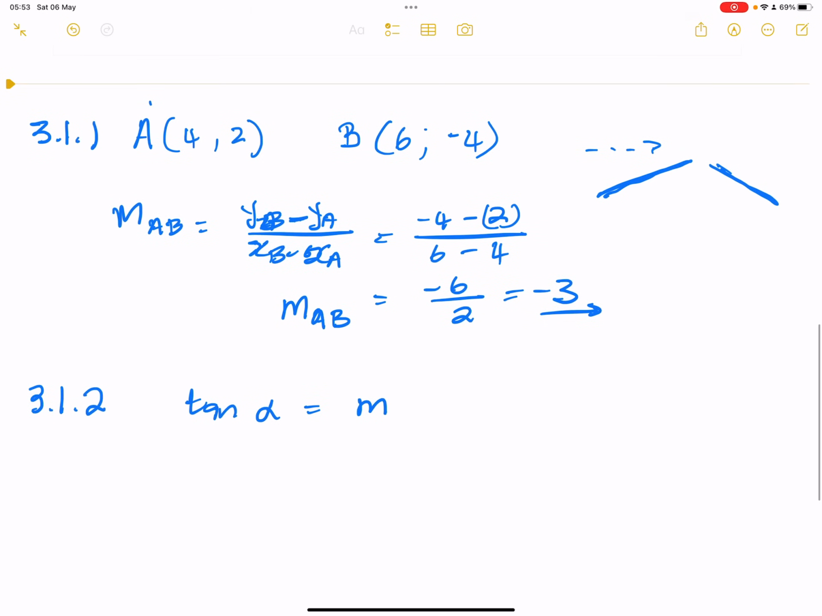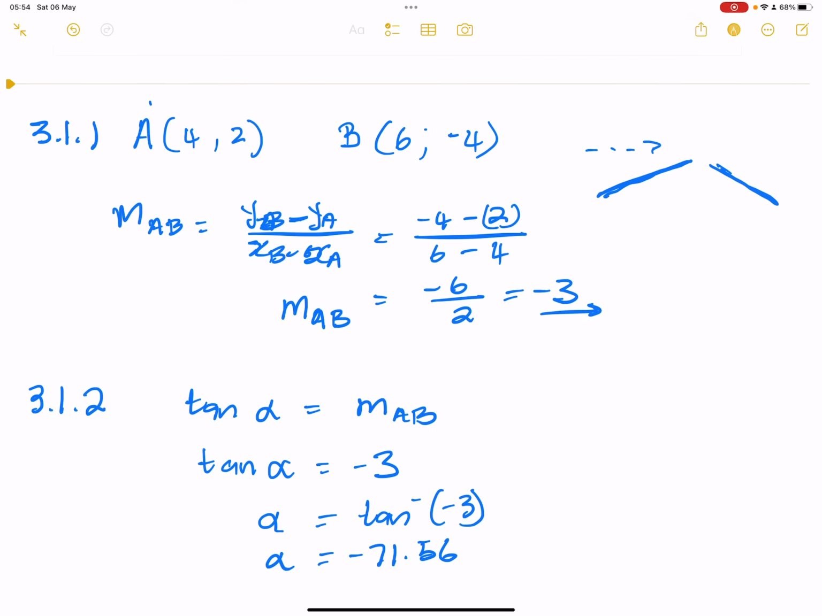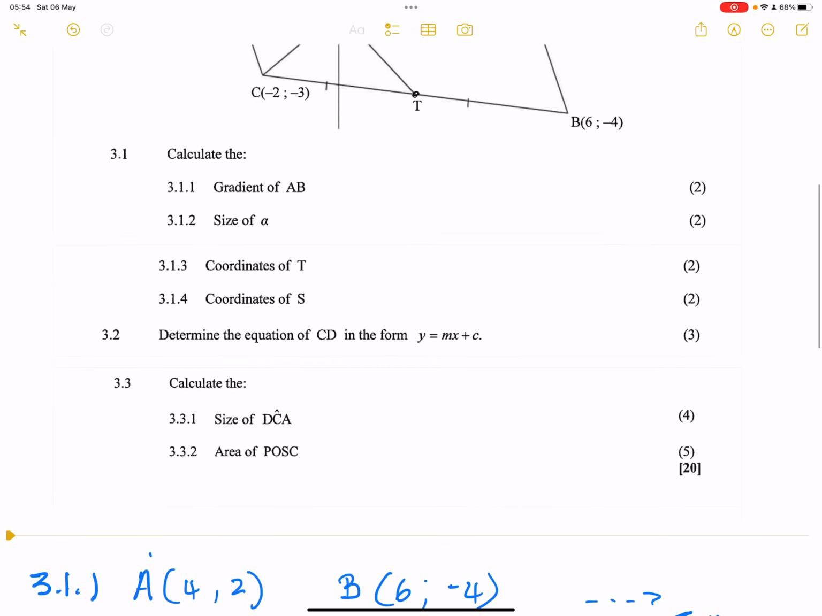But remember, in this case, because it's a negative gradient, there's something we need to do. The tan of alpha is equal to -3, which is the gradient of AB. So alpha is arctan of -3. Let's shift tan of -3, and that gives us -71.56.